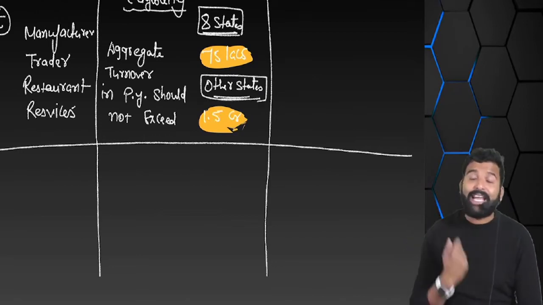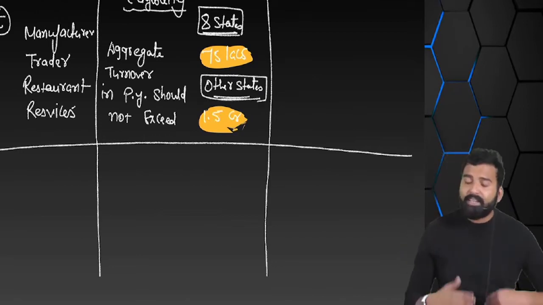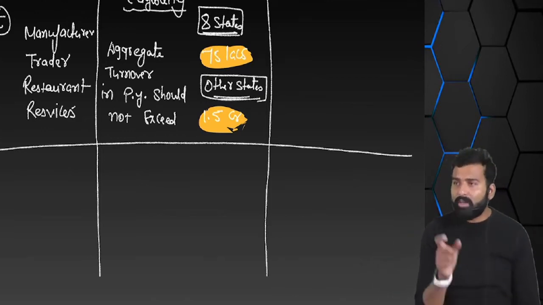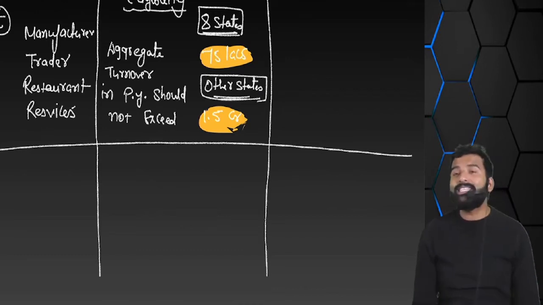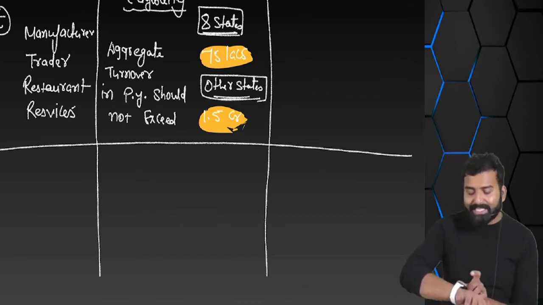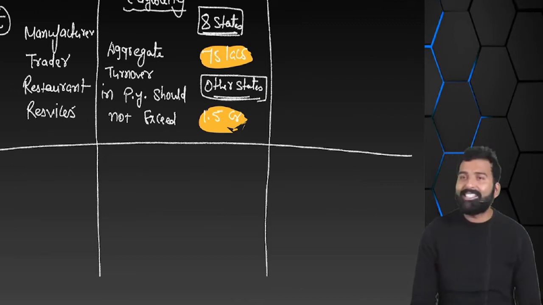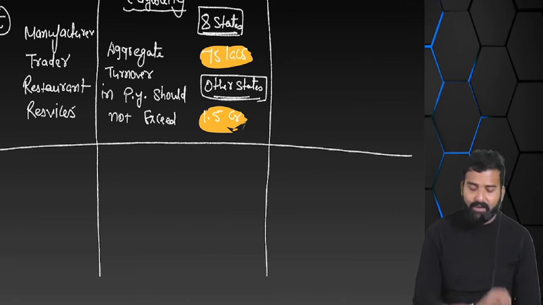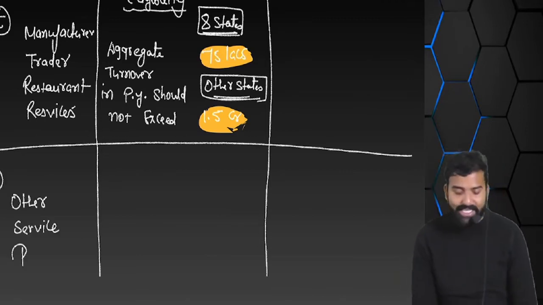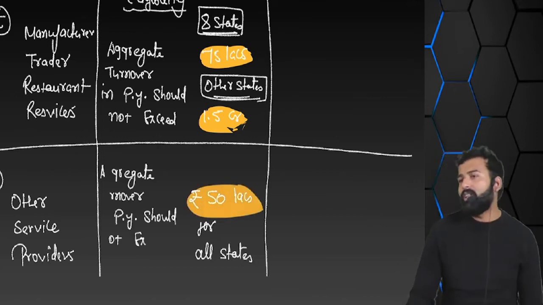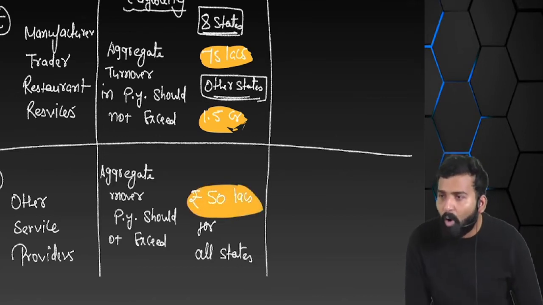If the aggregate turnover in the previous year does not exceed the limit, what is the limit? For the Northeast 8 states, the limit is 75 lakh rupees. And for all the other states, the limit is 1.5 crore. For other service providers, there is also a scheme, and the turnover criteria is very simple. It's 50 lakh for all the states.